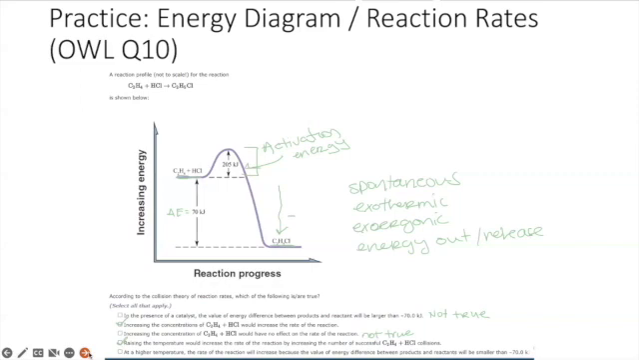The fifth line, at a higher temperature, the rate of the reaction will increase because the energy difference between the products and the reactants will be smaller than negative 70 kilojoules. While the first half of that is true, a higher temperature will increase the reaction rate, the second half is not true. Increasing the reaction rate is not going to change the difference in energy between the products and reactants. No matter how fast this reaction happens, we will never change that number.